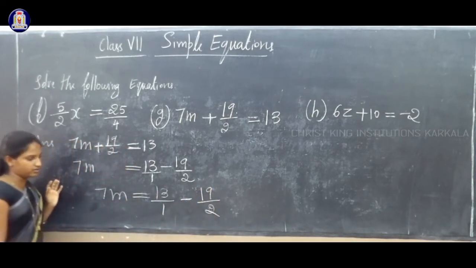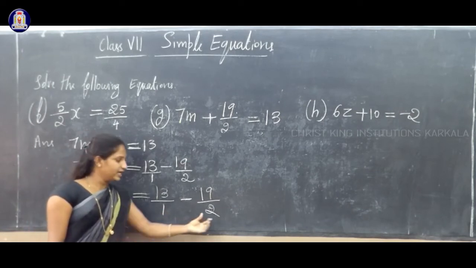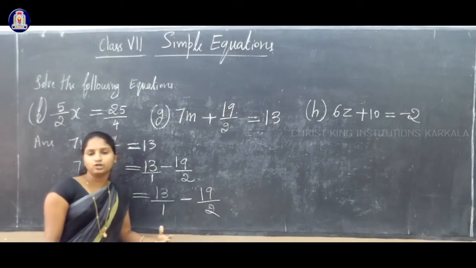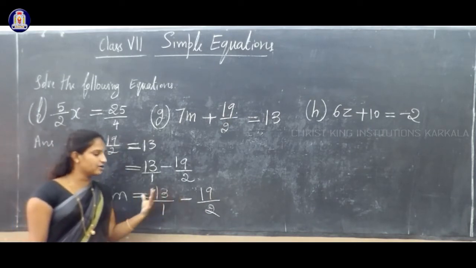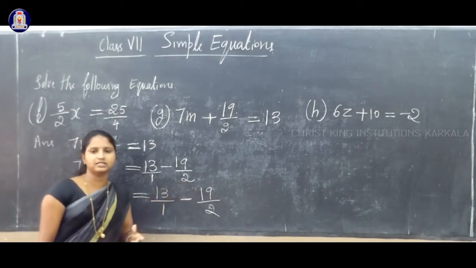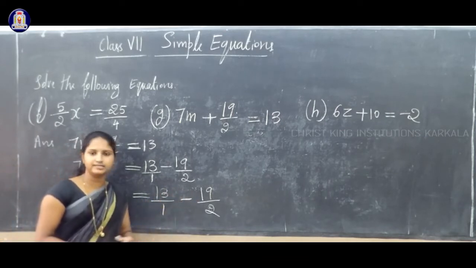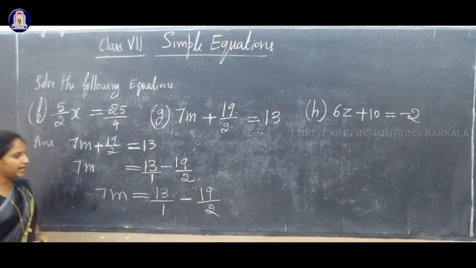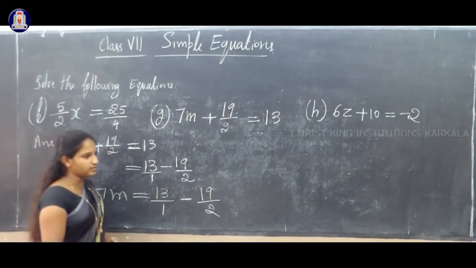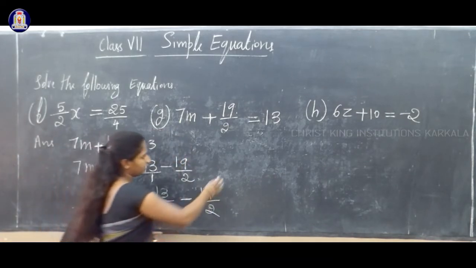Now see the denominators. Here the denominator is 1 and here the denominator is 2. Is it the same? Denominators are not the same. If denominators are not the same, then we cannot do the calculation. We cannot add or subtract the numerators. Correct? Can you subtract the numerators if the denominator is different? No. So first we have to make the denominator the same. Clear? So how to make the denominator the same?